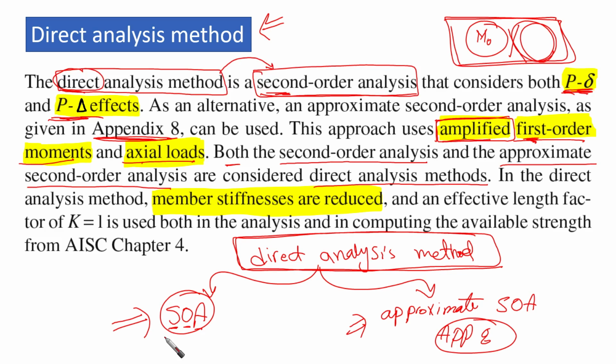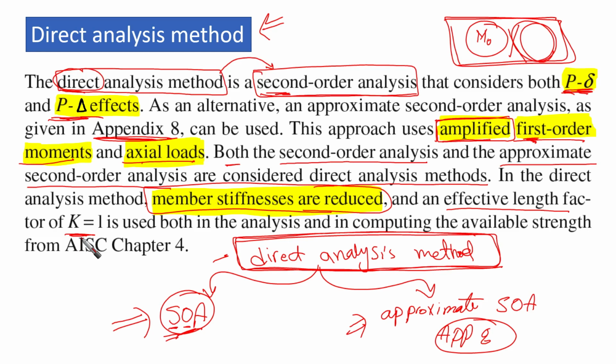Or you can use the second order analysis method directly. That is given. In the direct analysis method, member stiffness are reduced. So generally, we are going to reduce member stiffness. For the direct analysis method, we are going to reduce the member stiffness, and an effective length factor K equal to 1 is used.